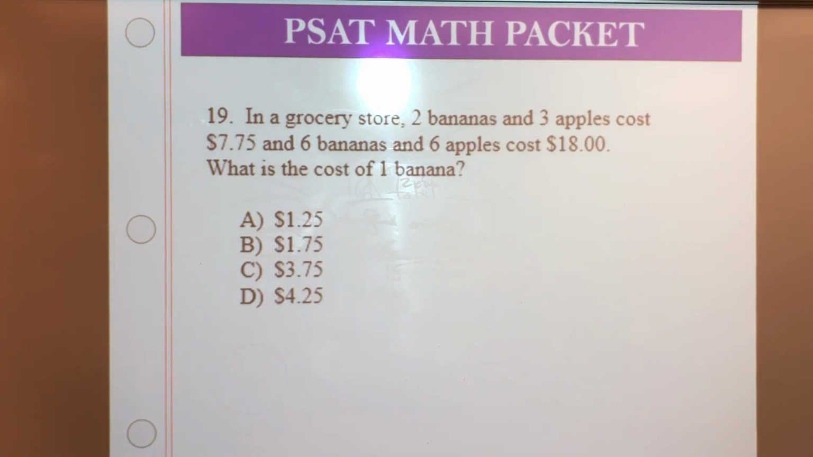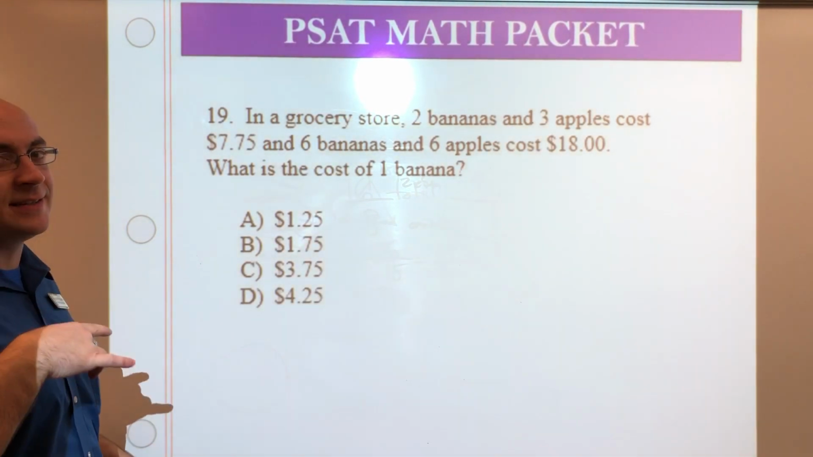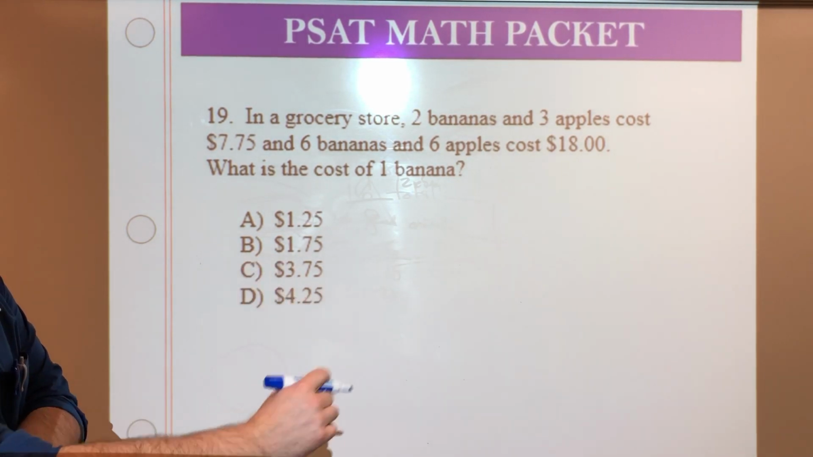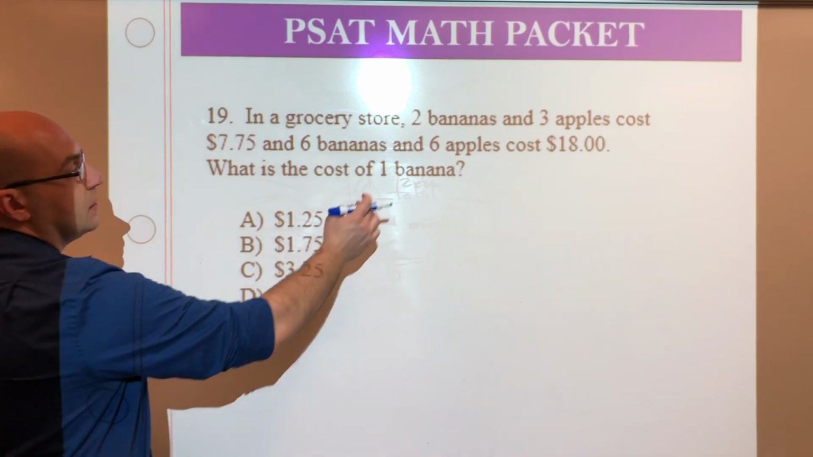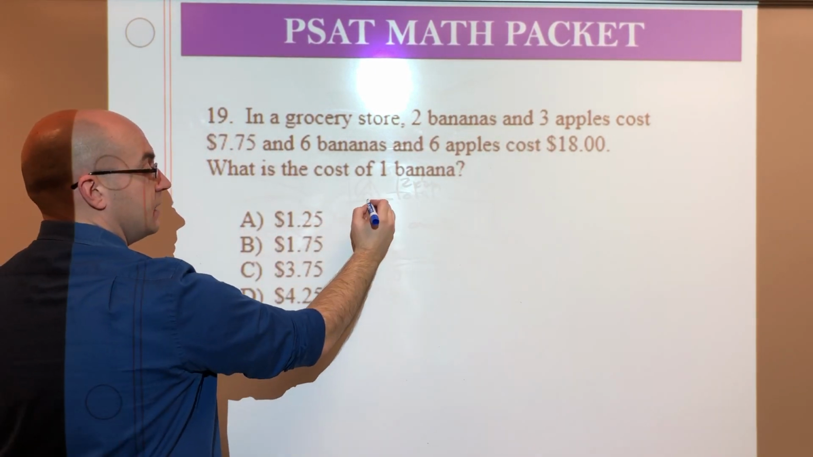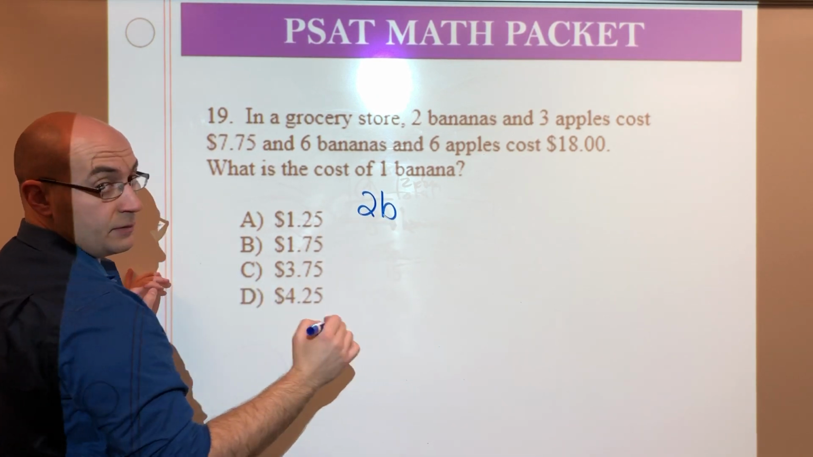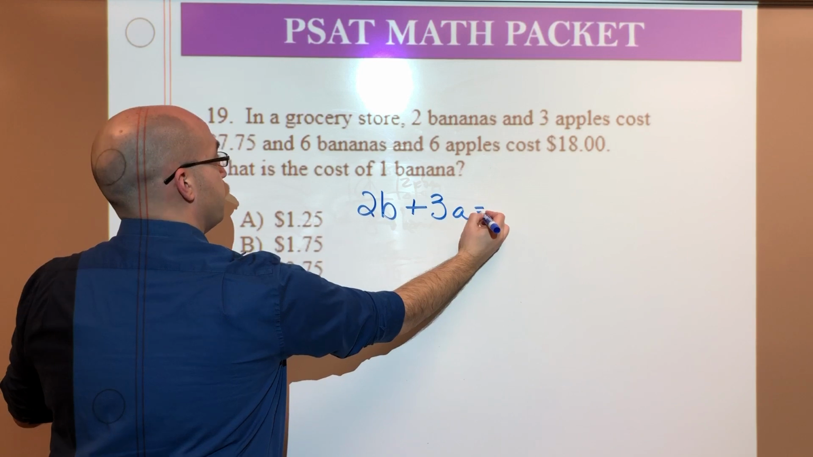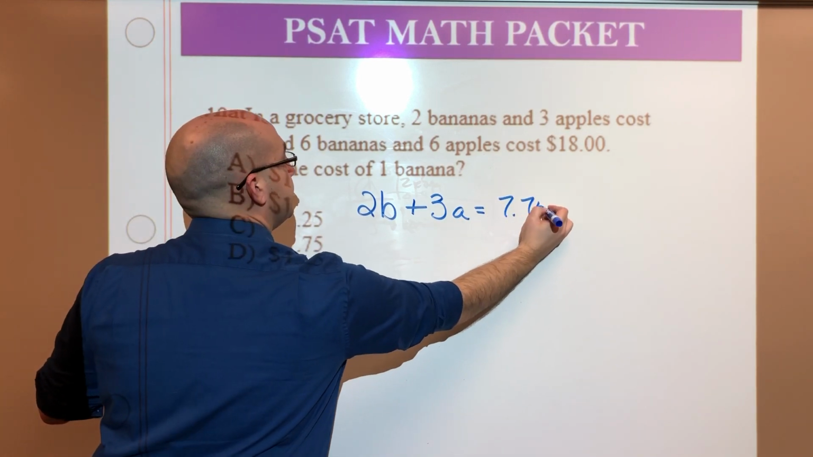This is the hardest one we've seen so far, because the other one we didn't see. Okay, grocery store. Now, I want to write this algebraically, okay? So 2 bananas and 3 apples cost $7.75. So we're going to write that: 2B, for bananas, plus 3A equals $7.75.